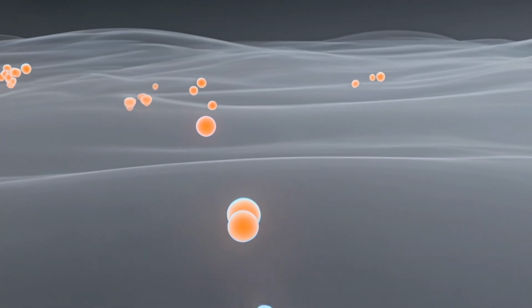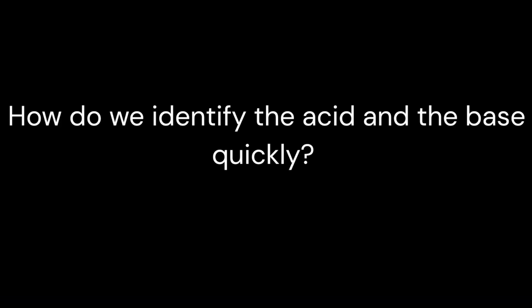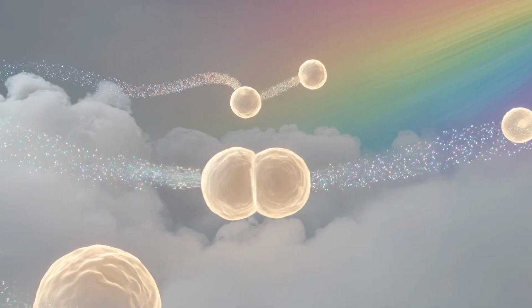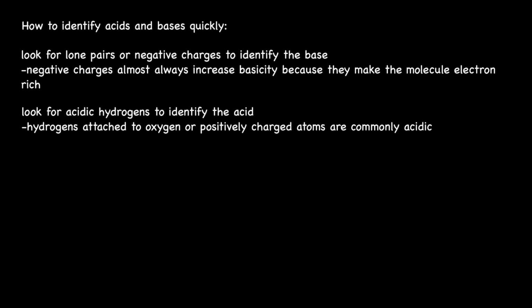Now let's discuss one of the most important skills in organic chemistry. How do we identify the acid and the base quickly? A fast strategy is this. Look for lone pairs or negative charges to identify the base. Negative charges almost always increase basicity because they make the molecule electron rich. Look for acidic hydrogens to identify the acid. Hydrogens attached to oxygen or positively charged atoms are commonly acidic.